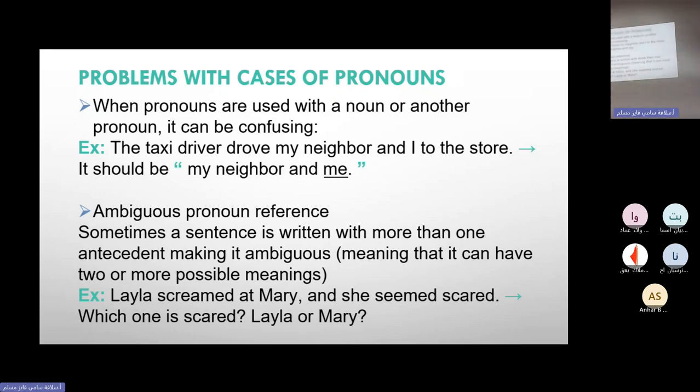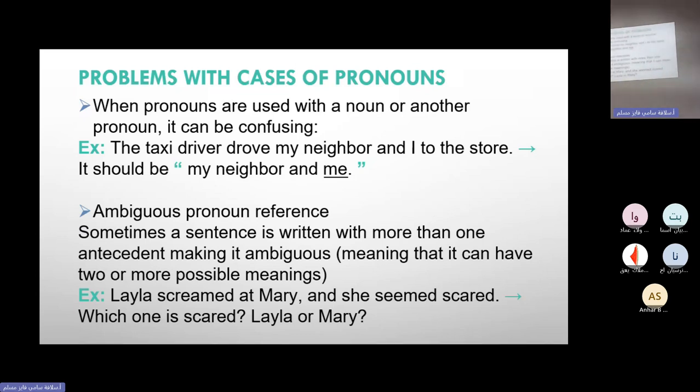Ambiguous pronoun reference. يعني ambiguous مش معروف، غامض. Yes, ملاك. مش معروف. غامض. Okay? So sometimes a sentence is written with more than one antecedent. شو حكينا الانتسيدنت؟ اللي هو الاسم اللي بيعود عليه الضمير. Okay? Making it ambiguous. طب لمين عائد الضمير؟ عائد على الاسم الأول ولا الاسم الثاني؟ Meaning that it can have 2 or more possible meanings.